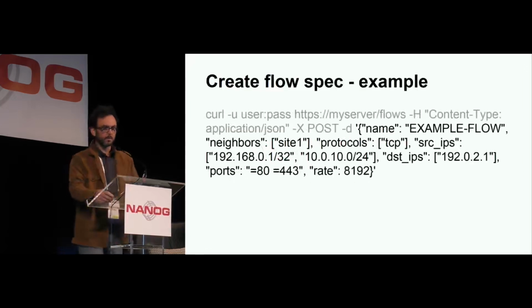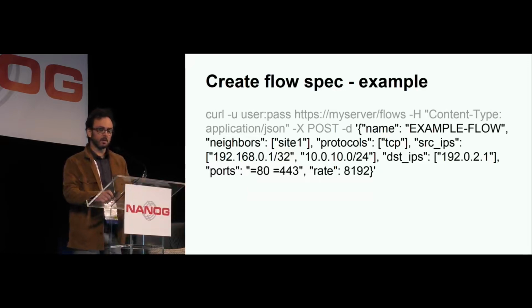This is an example using curl. So speaking directly to the API from a command line. The header says content type is JSON. The operation is post, so we're creating a new resource, a new flow resource. We name it example flow. It has a list of neighbors, site 1, protocols, TCP, 2 source IPs, and 1 destination IP. And then the ports are port 80 and port 443, and a rate.